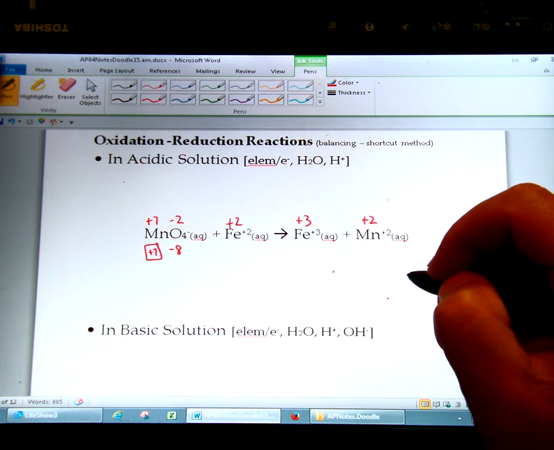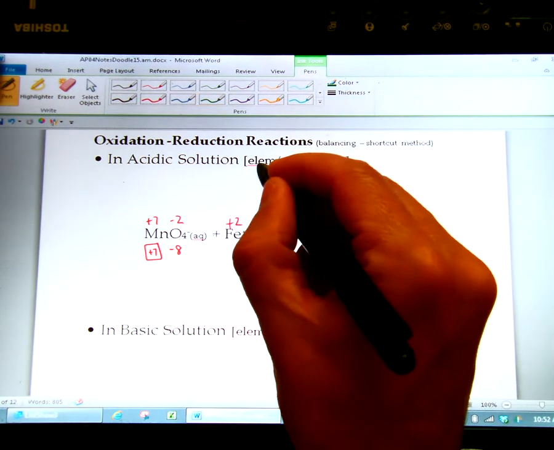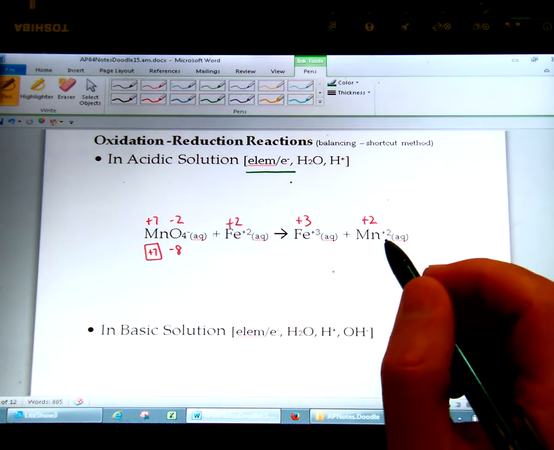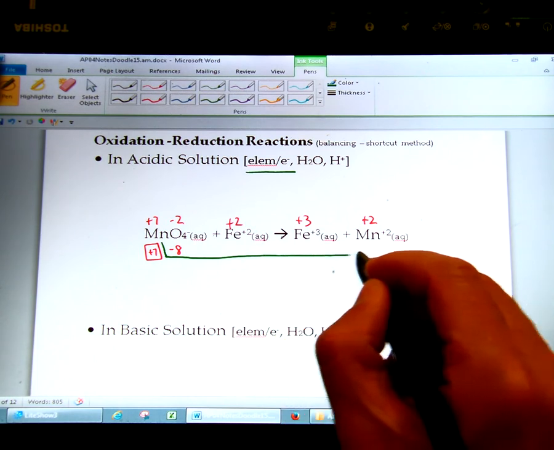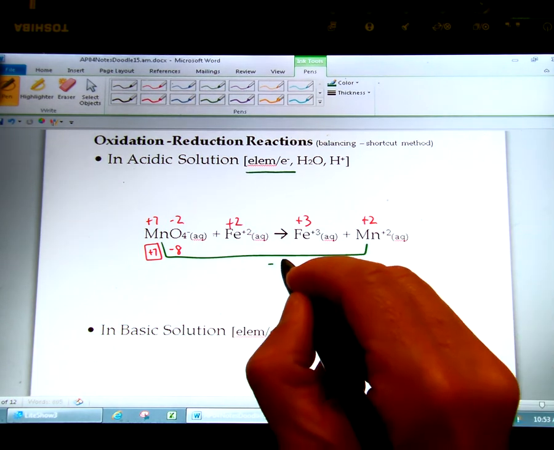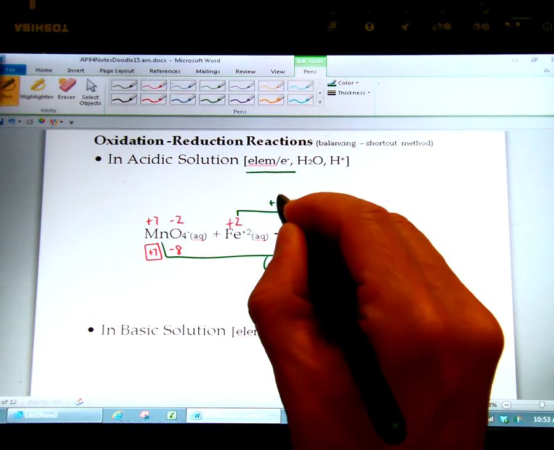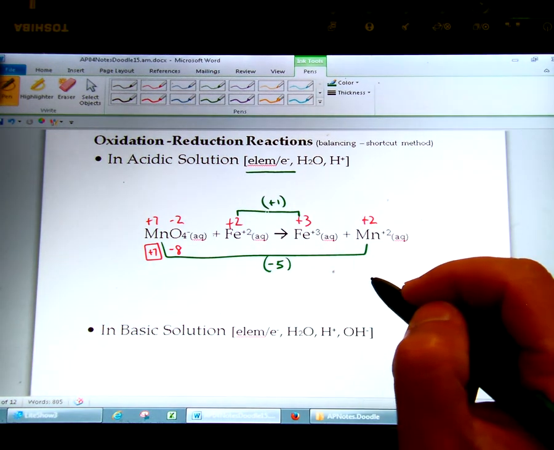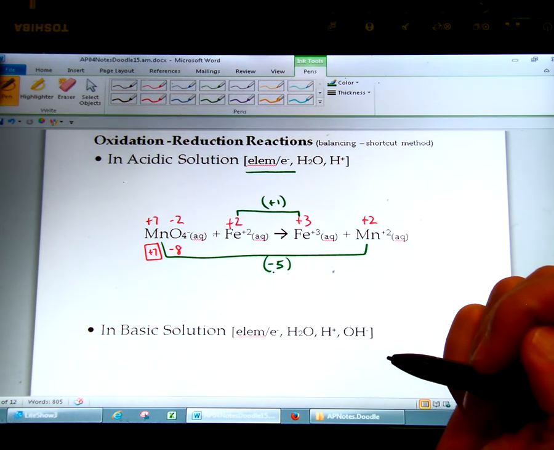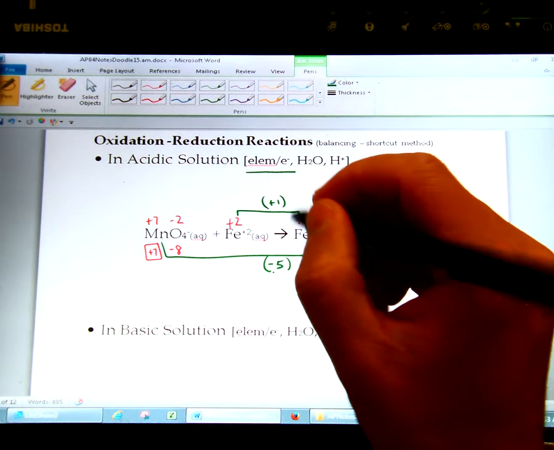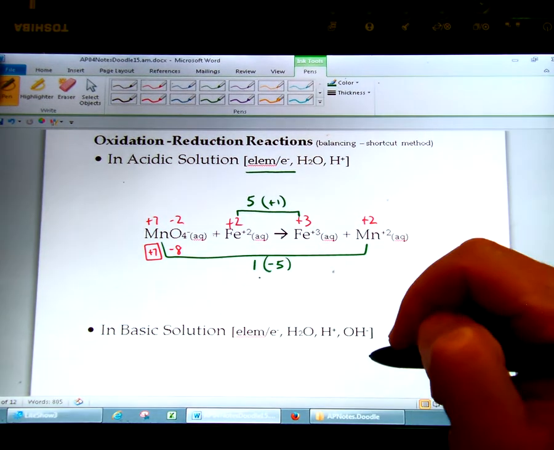Now what we're going to do is realize what went up and what went down. So if we balance element electrons that way, we're going to see that the Mn went down from +7 to +2. That's a difference of 5, going down by 5, and this is a difference of 1, going up by 1. What we want to do is make these two numbers match with the least common multiple, which is going to be 5.